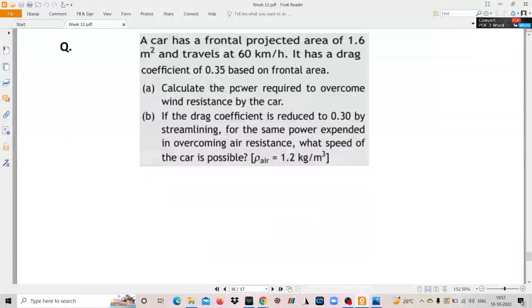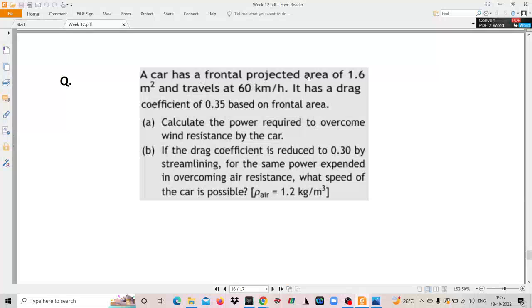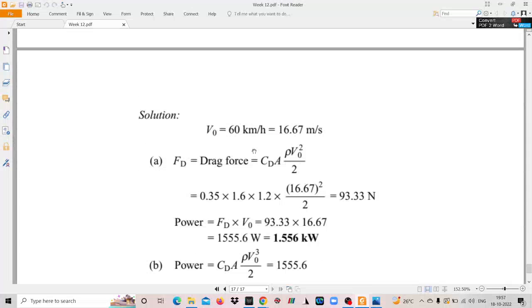And a similar problem based on this. See, a car has a frontal projected area of 1.6 meters square and it travels at 60 kilometer per hour. It has a drag coefficient of 0.35 based on the frontal area. Calculate the power. So how do you calculate power? Power is the rate of work done. So basically force into velocity. Very simple. Velocity is given to you. Force you can calculate from the drag force formula. So that way you can calculate power.